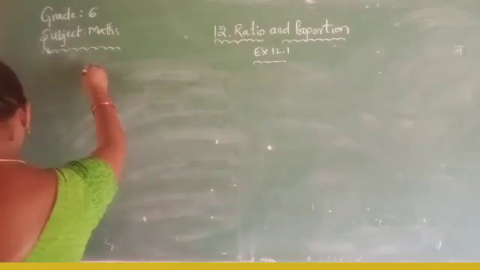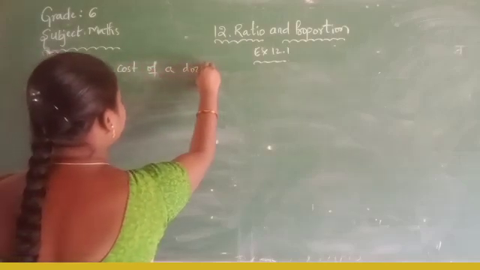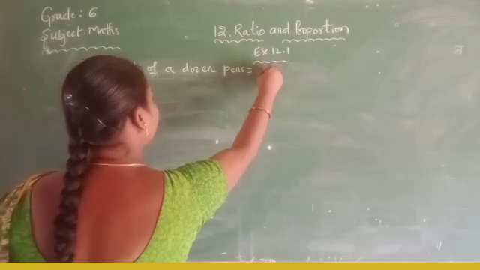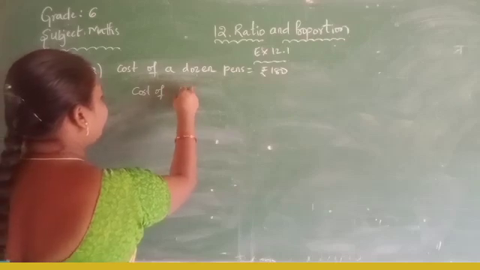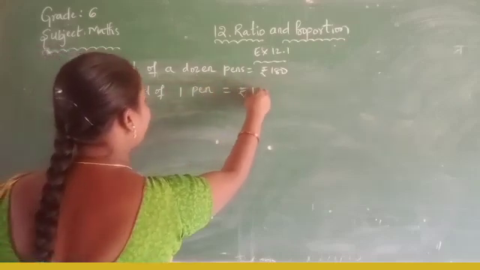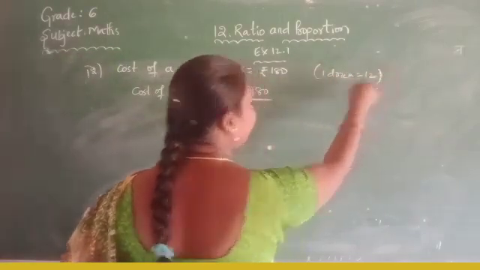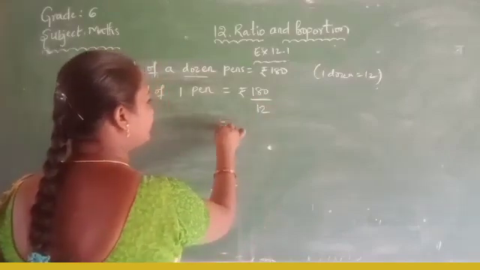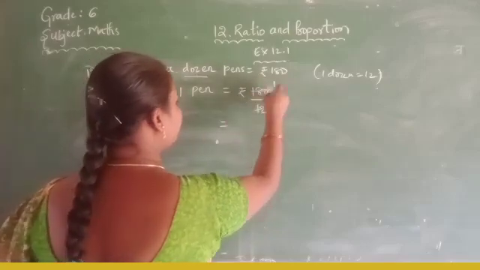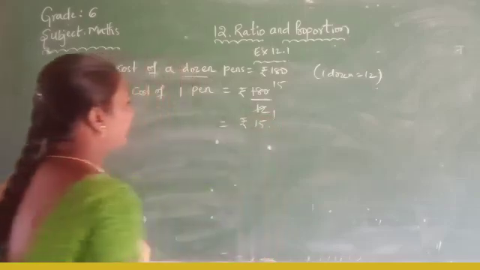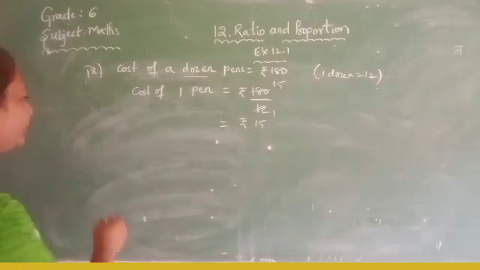First write the given: the cost of a dozen pens is 180 rupees. Now the cost of one pen is 180 by 12, since 1 dozen is 12 things. Simplify: 12 fives. What is the cost of one pen? 15 rupees. Like 12 pens means 12 into 15, you will get 180 rupees.